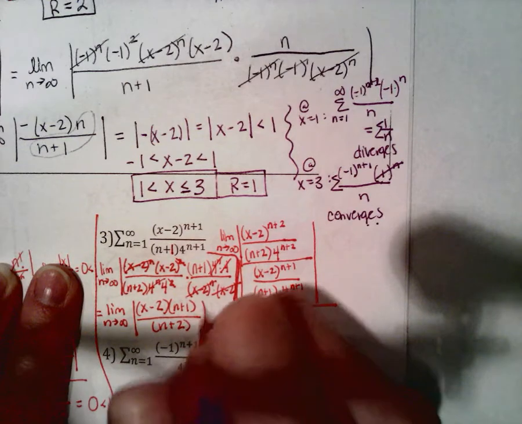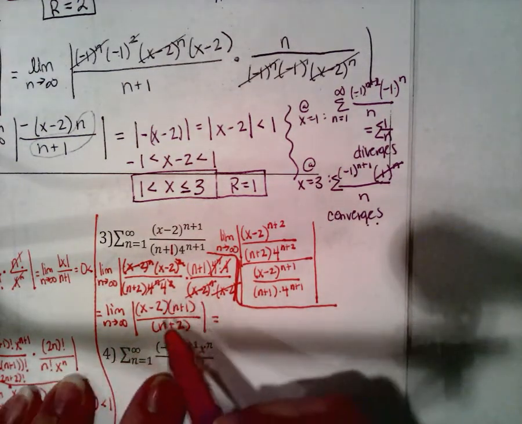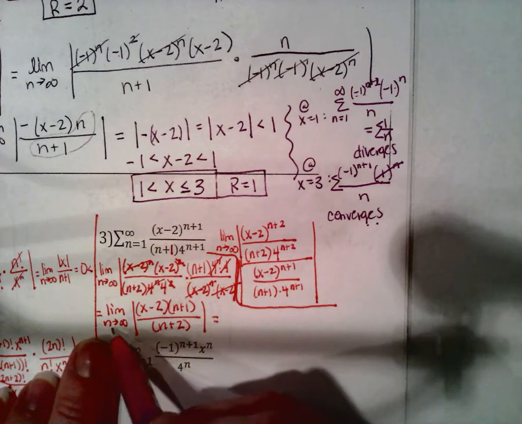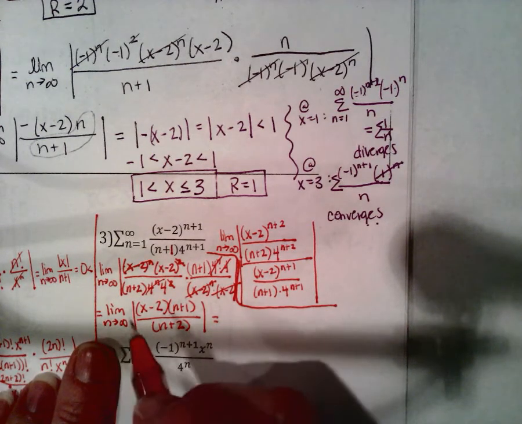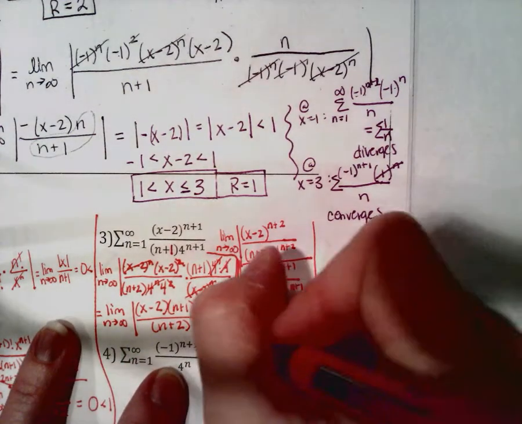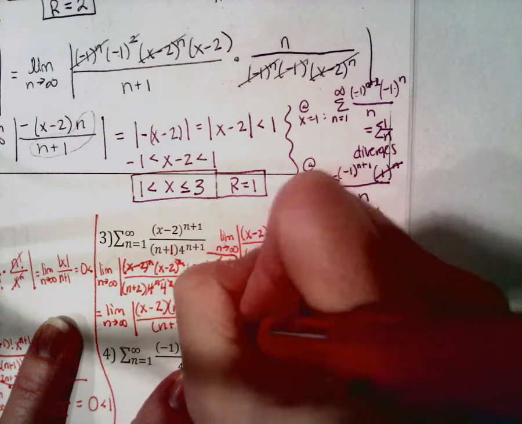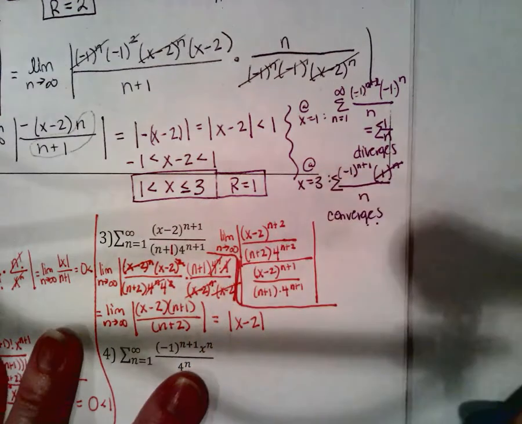And here, doing this limit using Bobo-Botten, the exponents are the same. Remember, I'm looking at the n's because that's the limit as n goes to infinity. So since exponents are the same, when I divide coefficients, I would just get 1 times this x minus 2. So essentially, I just get x minus 2. And remember, to converge, that has to be less than 1.